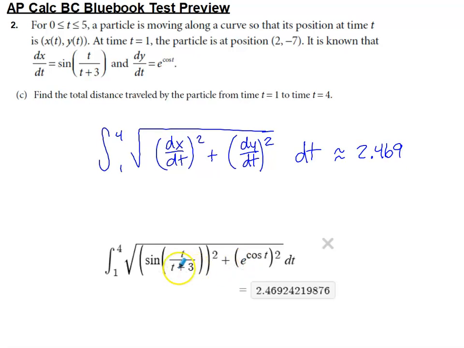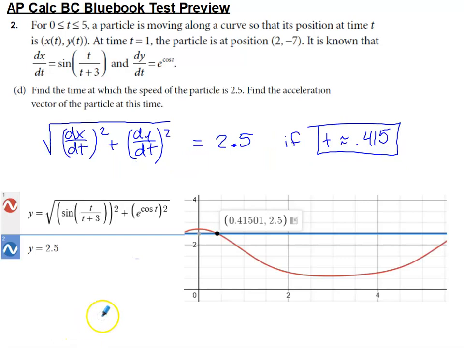This is a little messy to type in. You do have to be really cautious of your grouping symbols, and that's with the Desmos input as well as the graphing calculator input if you were going that route. But what you should end up with here is 2.469. Last part of this, find the time at which the speed of the particle is 2.5.